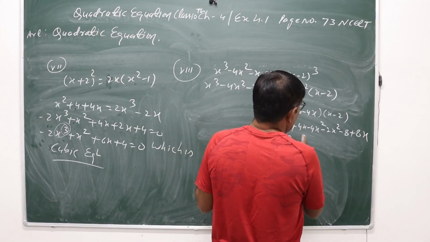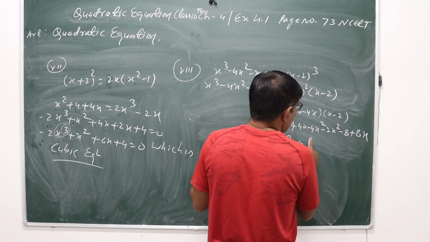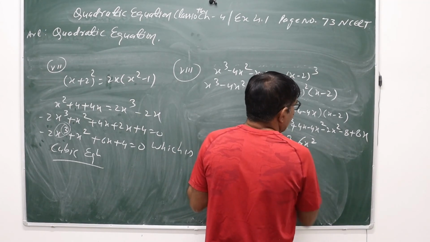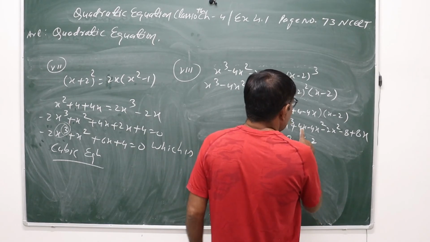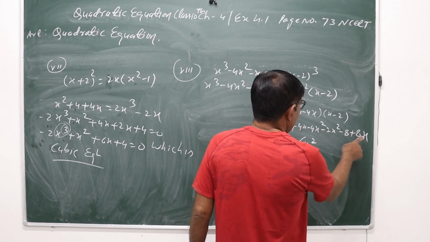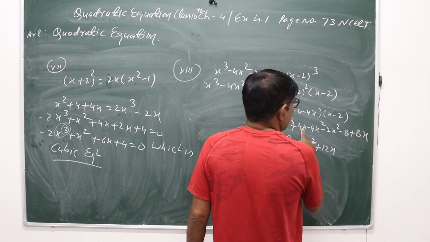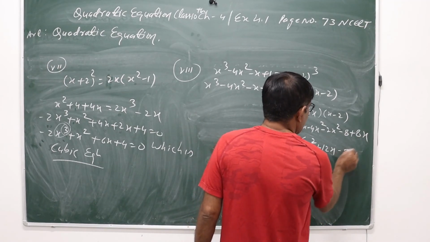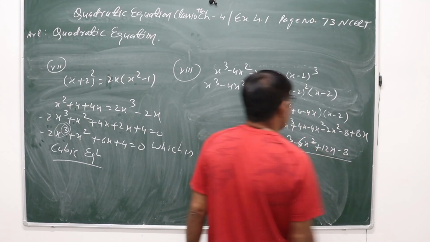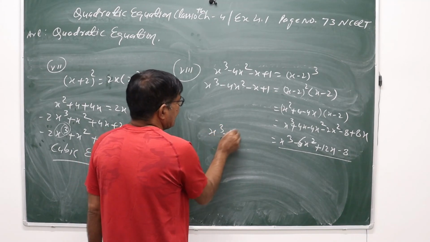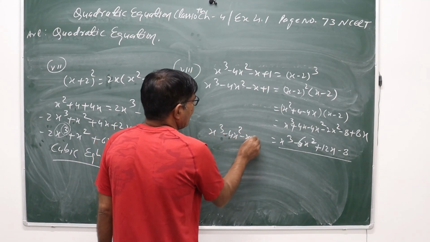see, this minus 4x square and minus 2x square is minus 6x square, then plus 4x and plus 8x, that is plus 12x. So this is 4x and it is 12x minus 8. So this is a minus b whole cube. And on the left hand side, what is there? x cube minus 4x square minus x plus 1.